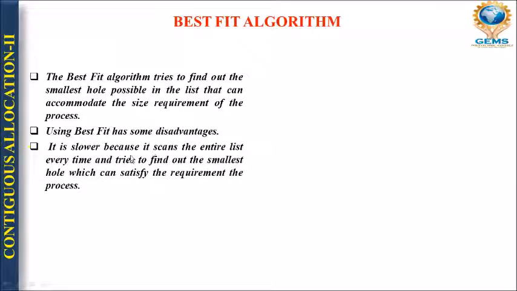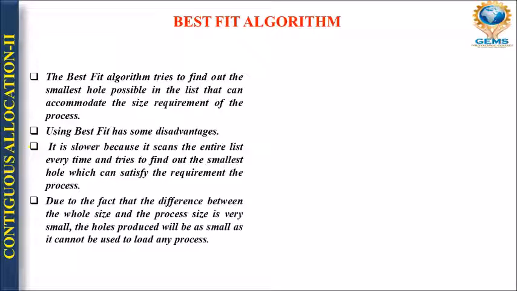What are the disadvantages? It is slower because it has to scan the entire list. So finding the smallest hole is really tough because we have to traverse the entire list, then only can we try for the smallest one. Although the memory utilization will be good, the performance of the CPU, or the performance of the system, will be degraded. Due to this fact, the difference between hole size and the process size is very small. The hole produced will be so small that it cannot be used to load any process.